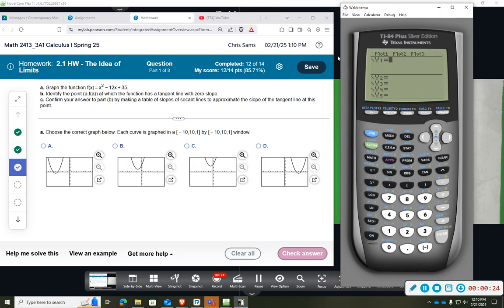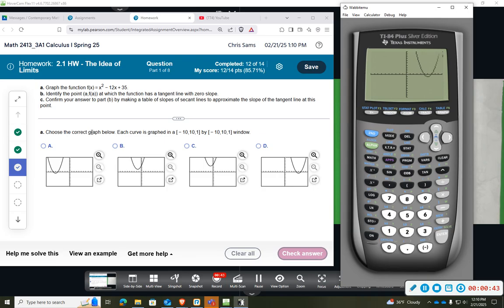So I'm going to go to y equal, I'm going to clear out what we have, and type in our new function. So we have x squared, we're going to subtract 12x, and then we're going to add 35. Okay. So we're going to graph this.